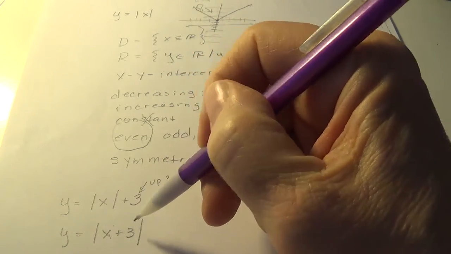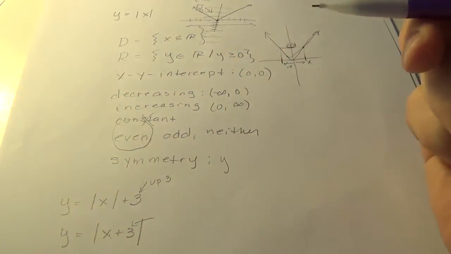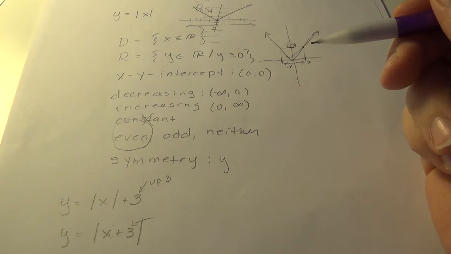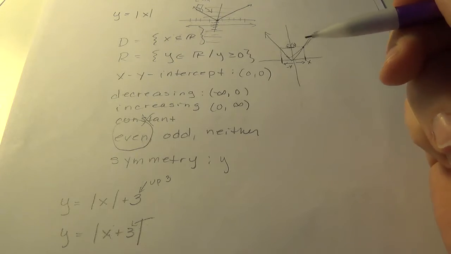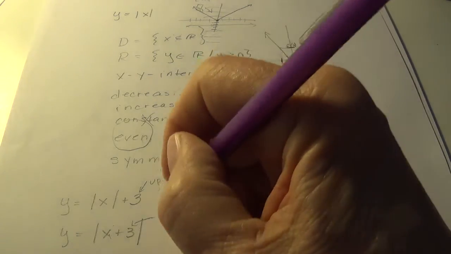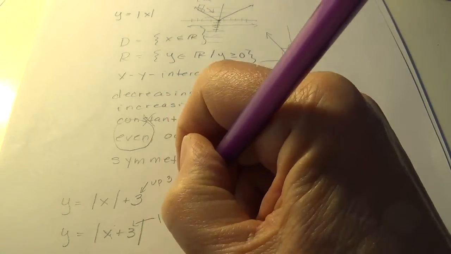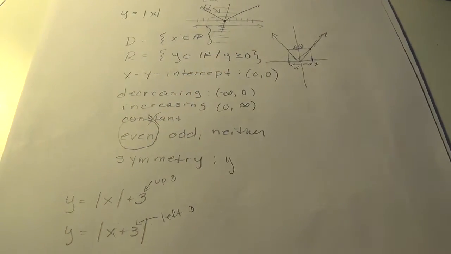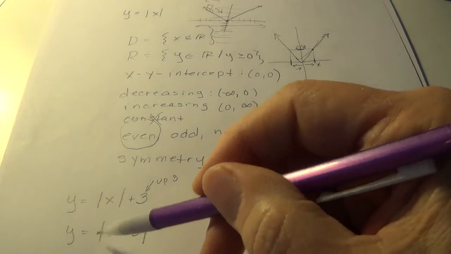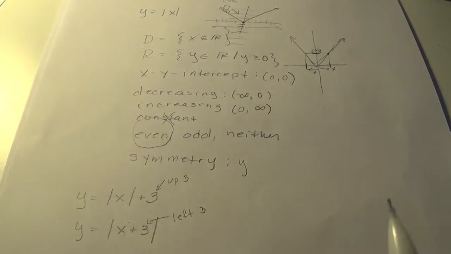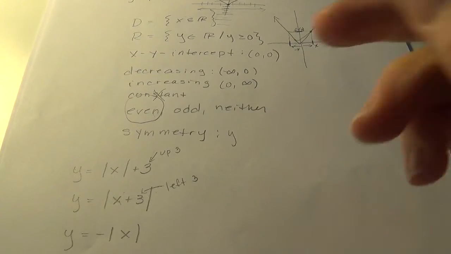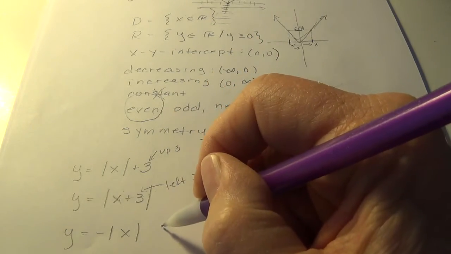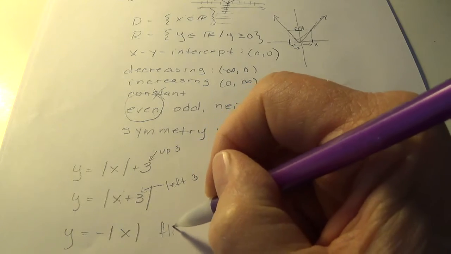What's that plus 3 do to it? The plus 3 causes it to move to the left or the right, unlike what you might think. So a plus 3 is a left 3 when the change is inside of the function, which I sometimes call hugging the function. Notice it's inside the absolute value. So that's a left-right.